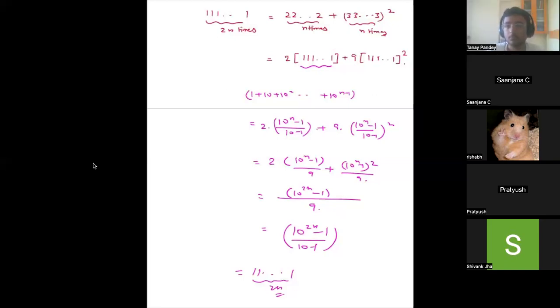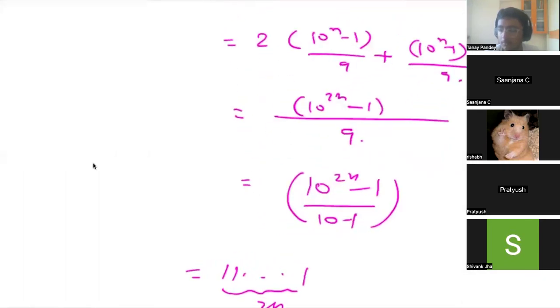So I also did something similar, only I just took the 2 to the left side, and then I multiplied and divided by 9 and then the square root comes. Not bad, not bad. See, okay, then.